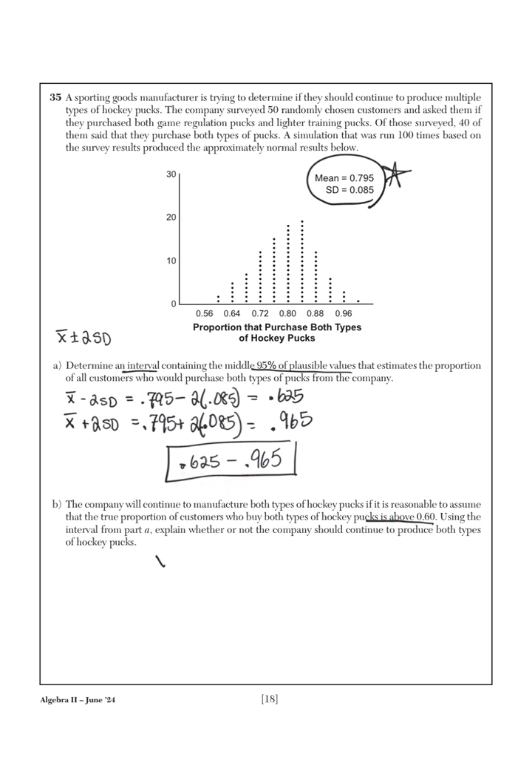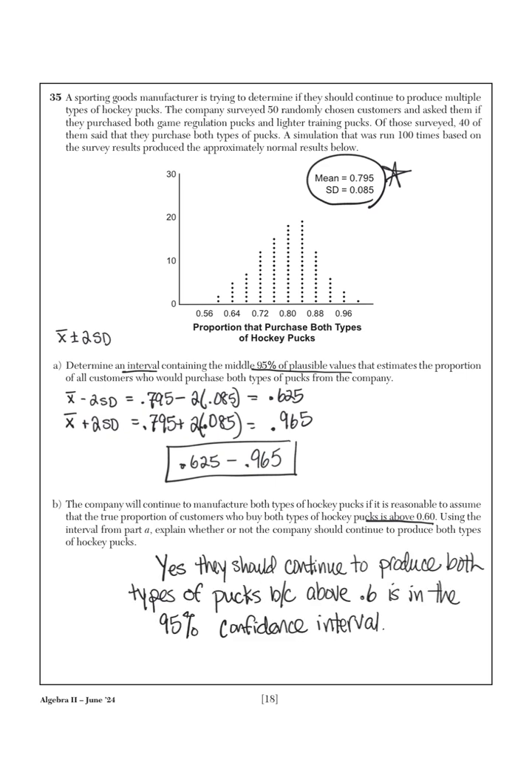So yes. And then this would be my explanation. Yes, they should continue to produce both types of pucks because above 0.6, this is their wording right here, is in that 95% confidence interval. Now, if you forget that it's called the 95% confidence interval, you could just say that above 0.6 is in the interval from Part A, and that's sufficient.